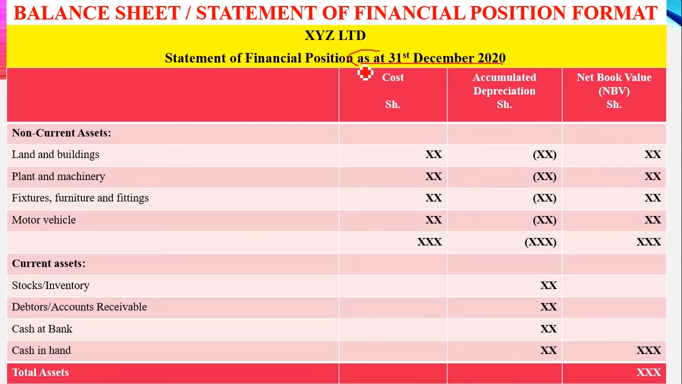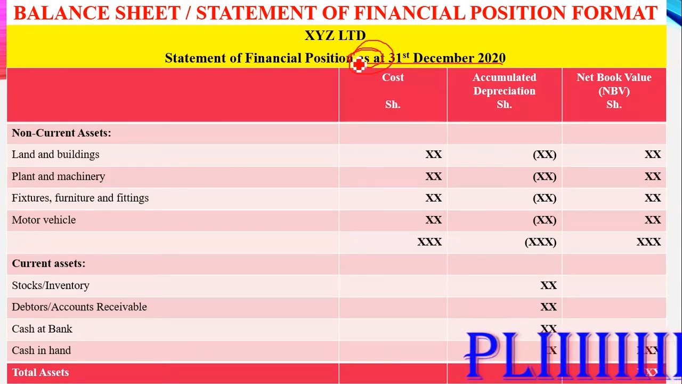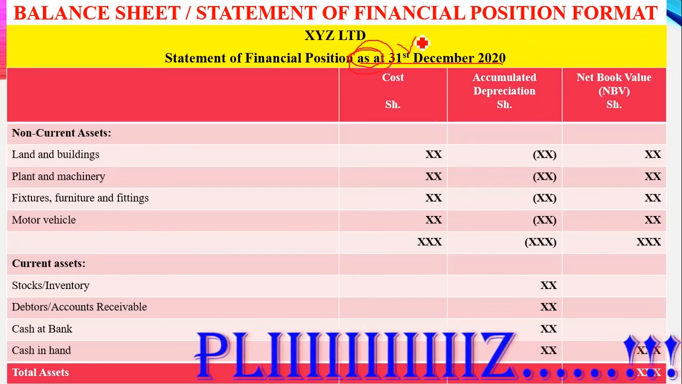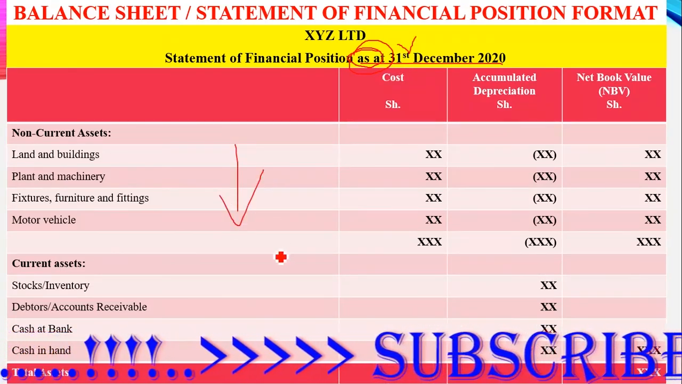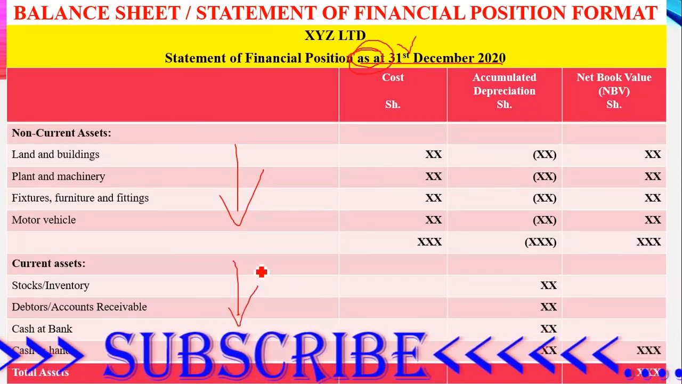The reason why we use "as at" is because this statement shows the position of that organization at that particular date. If you go there on 1st of January 2021, this statement will not be showing the same thing, because there will be new items that will have been acquired. So it shows the position at that particular date. So this is the position of the organization as at 31st December. It means as at 31st December, these are the items that were there in that given organization.